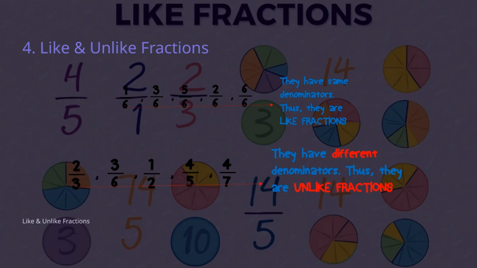Working with these requires a bit more effort because we need to find a common denominator before we can compare or add them. Understanding the difference between like and unlike fractions is key because it guides us on how to simplify, compare, or combine fractions effectively. It's a fundamental step in mastering fraction concepts, and it ties into the overall theme of understanding how parts of a whole relate to each other.